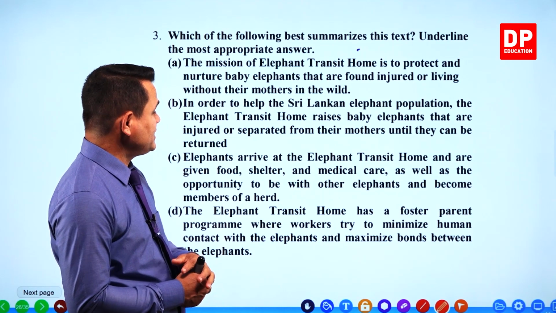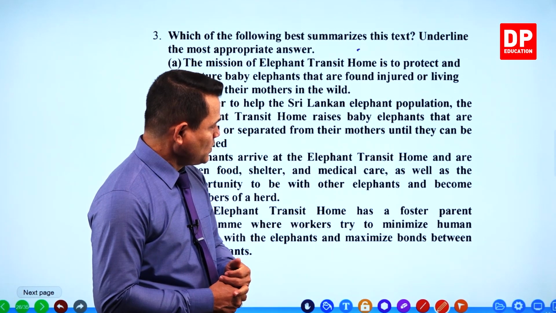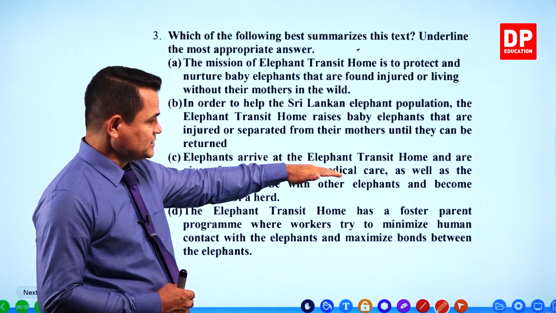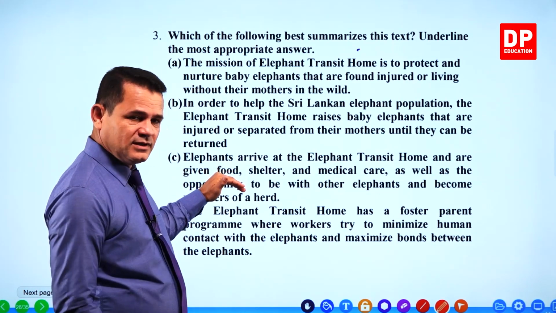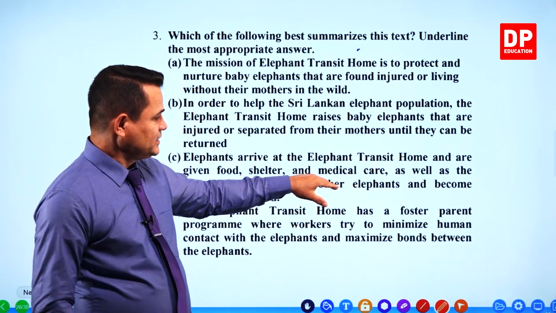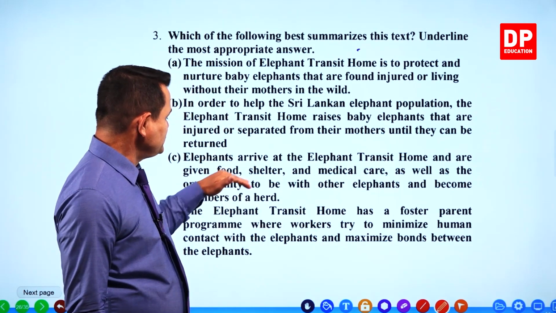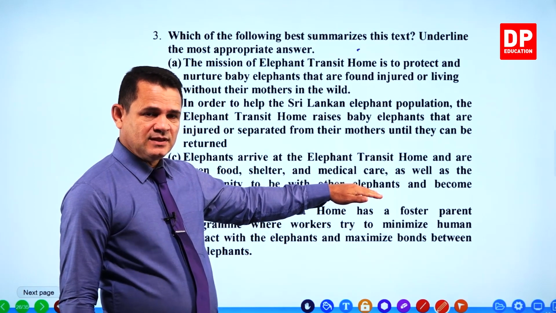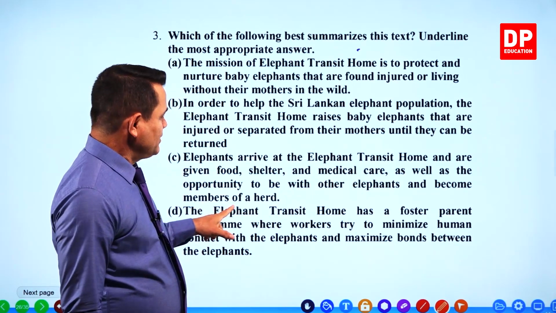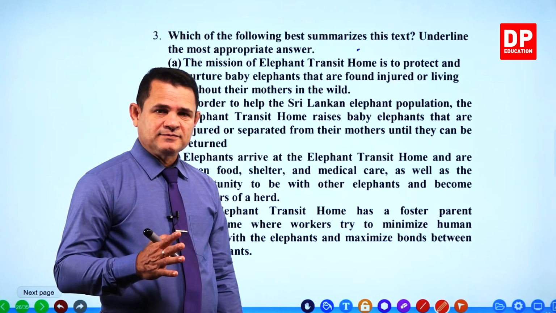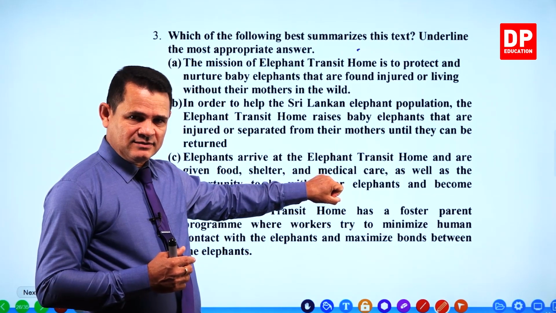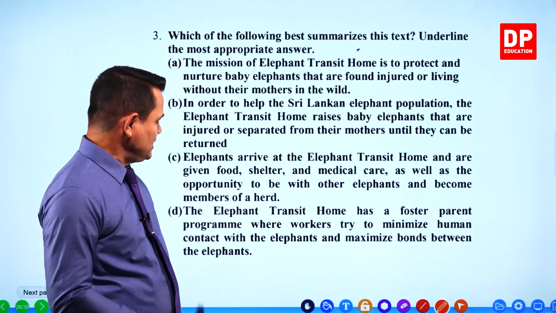Elephants arrive at the elephant transit home and are given food, shelter and medical care, as well as the opportunity to be with other elephants and become members of a herd. That is true, it happens. But is that all? More things were mentioned, weren't they? Let's look at the next one.